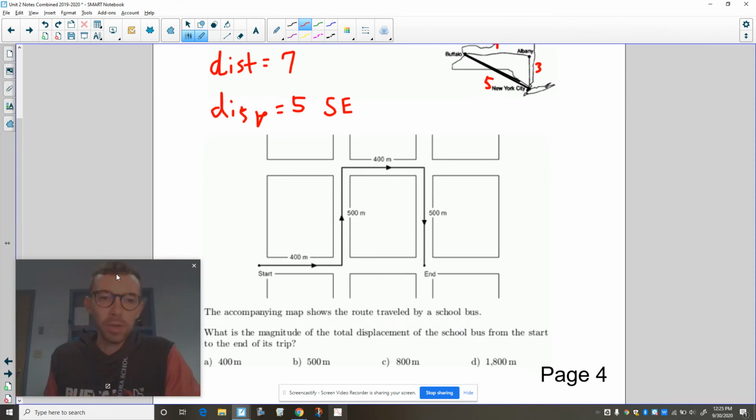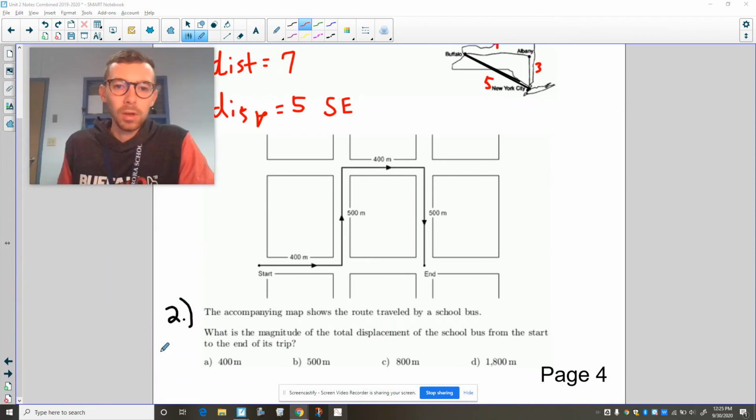Okay, and the one down here at the bottom, we've got a map, route traveled by a school bus. What is the magnitude of the total displacement? So see magnitude and then look for the next thing. Total displacement of the school bus from start to the end of its trip. So if we were a bird, we're not going to go around the block. We're simply going to go straight to the end.